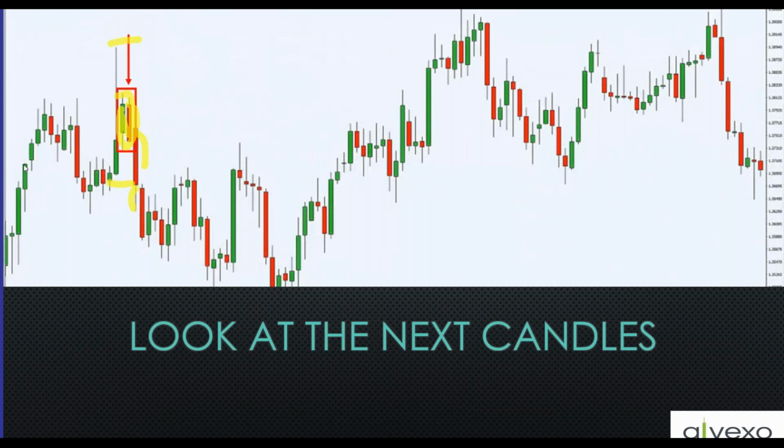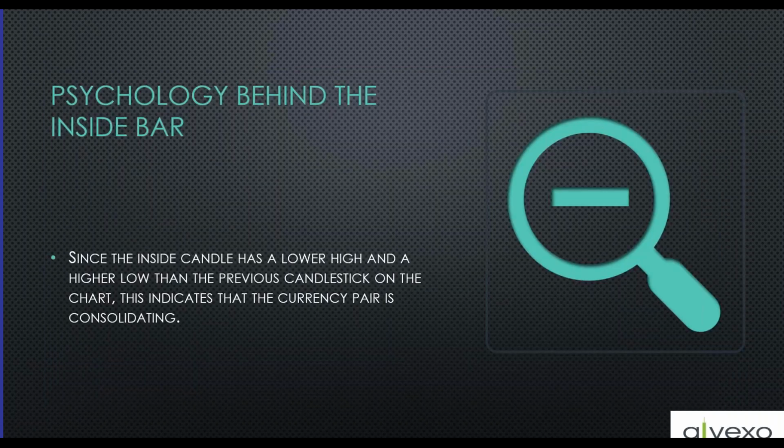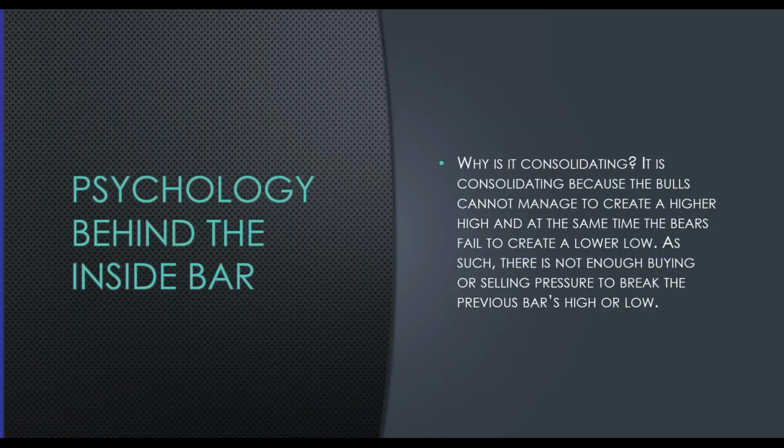So here's another one where you can see. So the golden rule about trading with inside bars is do not trade an inside bar in isolation. Now, since the inside candle has a lower high and a higher low than the previous candle on the chart, this indicates that the currency pair is consolidating. Why is it consolidating? It's consolidating because the bulls cannot manage to create a higher high, and at the same time, the bears fail to create a lower low.